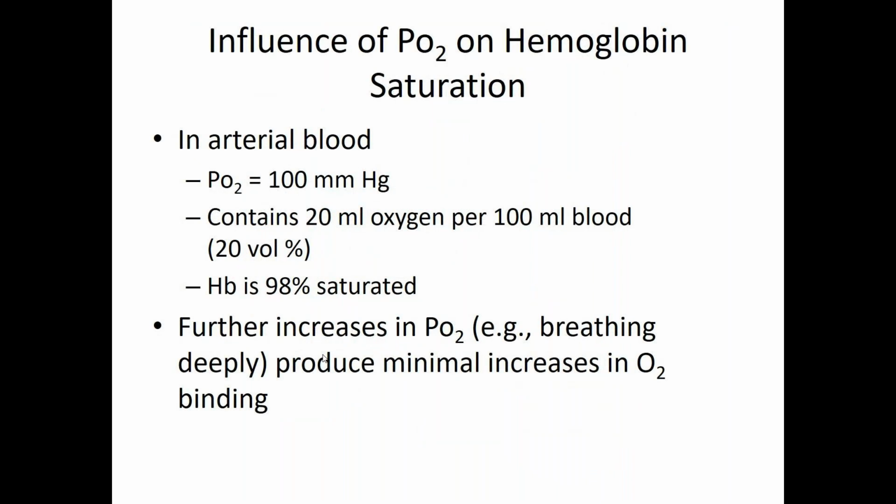So again, we're talking about equilibrating with arterial or alveolar gas in the lung, where pressure is at about 104 millimeters mercury. Your blood is going to top out at about 100 millimeters mercury. That's about 20 mils per 100 mils of blood. So 20% by volume is oxygen, which is a lot. And on average, your hemoglobin is going to be about 98% saturated. So not maybe 100%, but close enough. 2 out of every 100 will have 3 instead of 4.